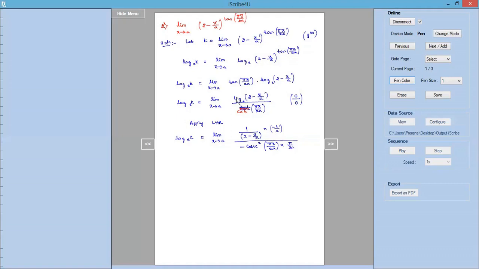So differentiation of log t will be 1 divided by t into differentiation of 2 minus x by a, which is taken care of here. Similarly, differentiation of cot theta is minus cosecant square theta into differentiation of pi x by 2a, which is pi by 2a. Now we will rearrange this and then try to apply the limit. So minus and minus, both in the numerator and denominator, get cancelled. So we have log k to the base e is equal to limit as x tends to a.